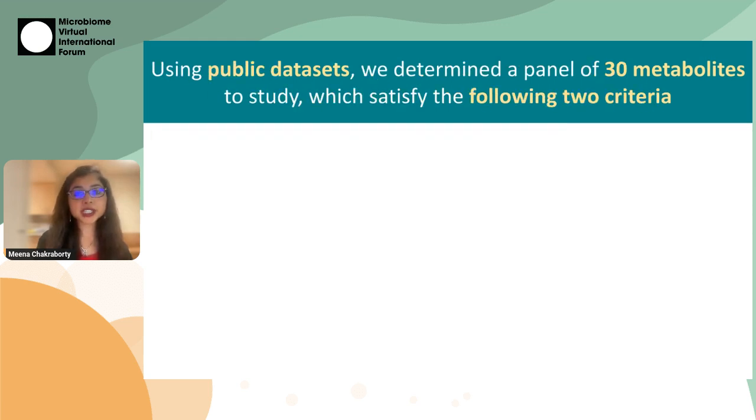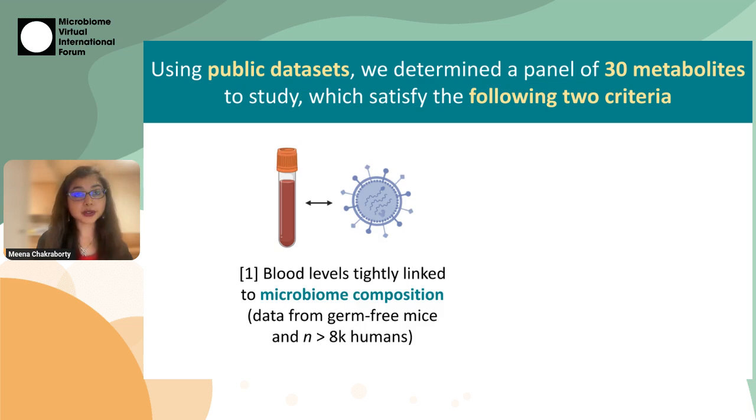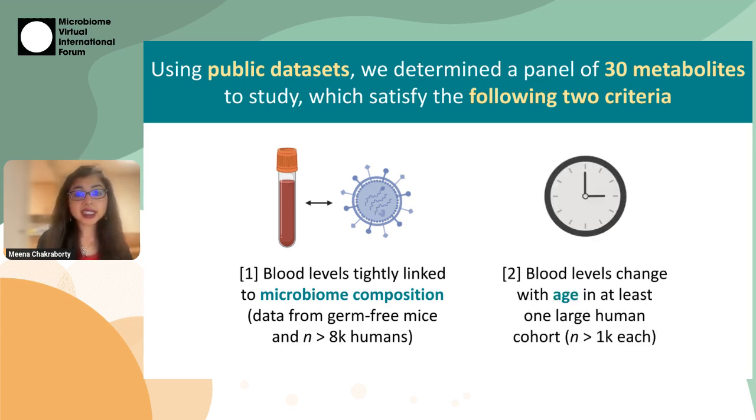So here, we used public data sets to determine a panel of 30 metabolites to study, each of which satisfy the following 2 criteria. First, their blood levels are tightly linked to microbiome composition based on data from germ-free mice and over 8,000 humans. Second, their blood levels change with age in at least one large human cohort.